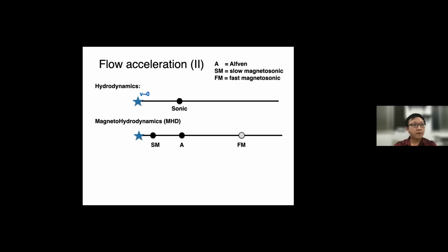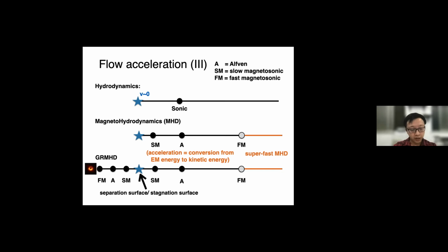In comparison, if we focus on an MHD flow, there is more than one characteristic point. There are the Alfvén points indicated in A, and the fast and slow magnetosonic points. And if the flow can successfully exceed the fast magnetosonic point, then the flow becomes super fast. The acceleration of an MHD flow is actually related to the physics of converting electromagnetic energy to kinetic energy.